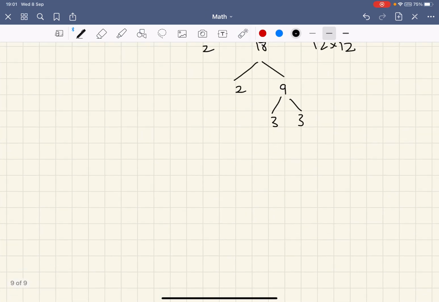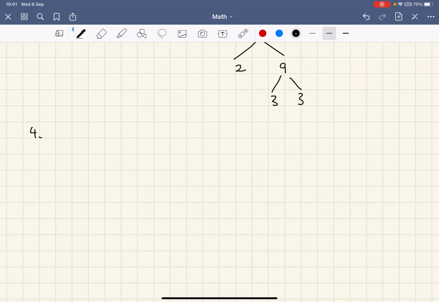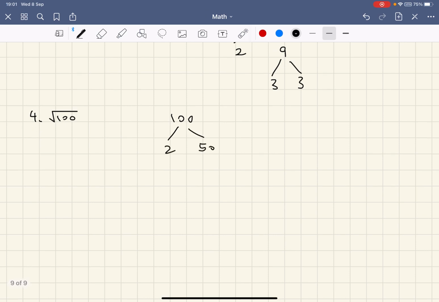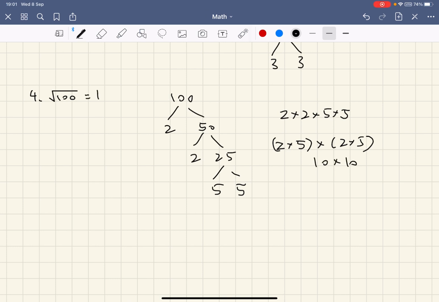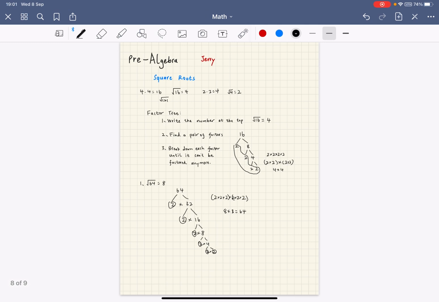And let's do one last question. Let's do the square root of 100. Write 100 at the top, break it up into 2 factors, 2 and 50, then break each factor down: 2 and 25, 5 and 5. So we have 2 times 2 times 5 times 5, and we can distribute the 5 to each group, so 2 times 5 times 2 times 5, we get 10 times 10. So the square root of 100 is 10.